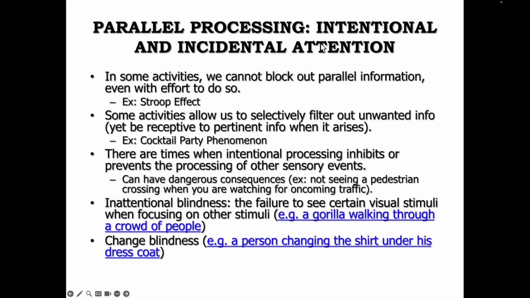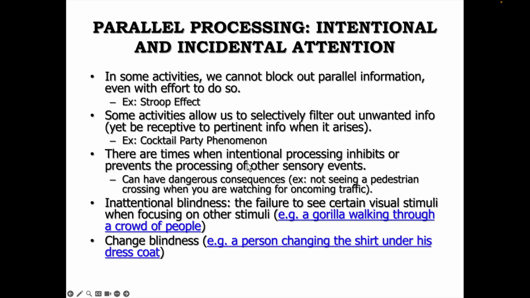So, parallel processing, intentional and incidental attention. In some activities, we can't block out parallel information even with effort to do so, for example, the Stroop effect there. Some activities allow us to selectively filter out unwanted information, yet be receptive to important information when it does arise there, for example, that cocktail party phenomenon I just talked about.